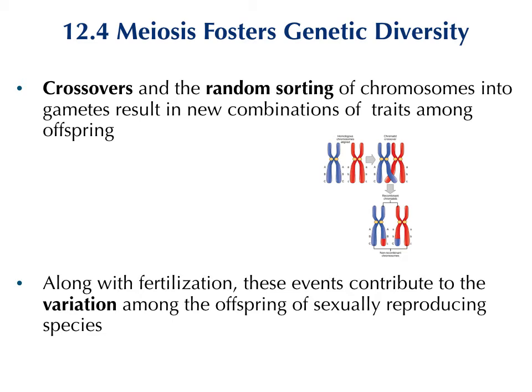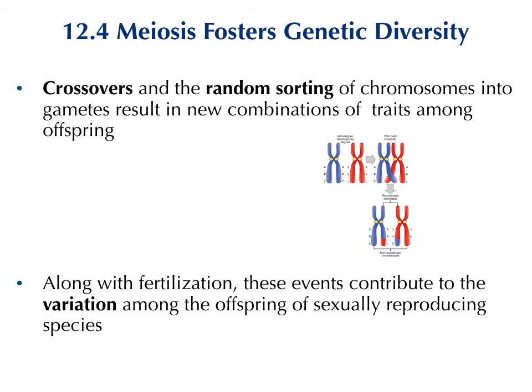Okay, so meiosis fosters genetic diversity. Crossovers and that random sorting of chromosomes into the gametes results in new combinations of traits among offspring. And here is a little picture just to remind you of that. You see how we have the bivalents at the top swapping the tips of their chromosomes for crossing over. And so we have totally newly formed chromosomes that are part blue and part red as a result of crossing over.